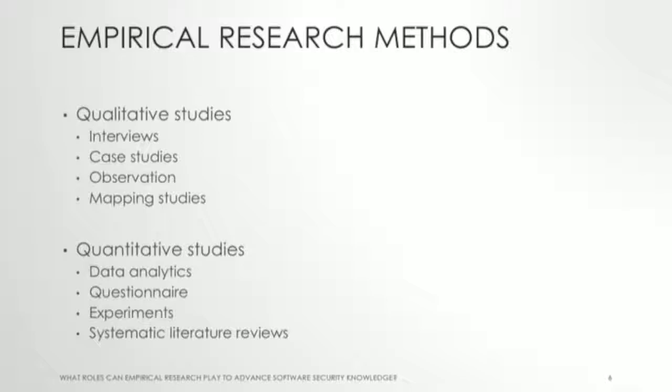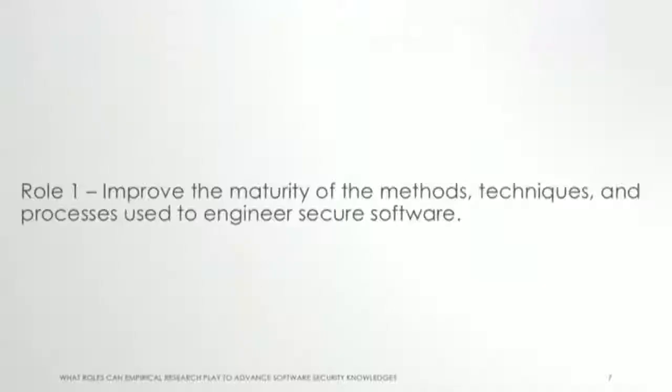Those here are the common ones that we use in software security. And these have been used for other sciences. We could use them also for software security. So I said I'm going to share with you four roles. The first role that empirical research could play with software security is that it could help us improve the maturity of the models, the techniques, and processes that we use to engineer secure software.